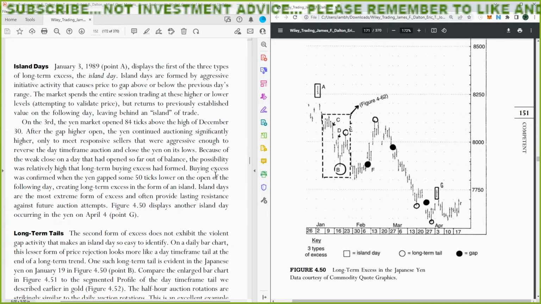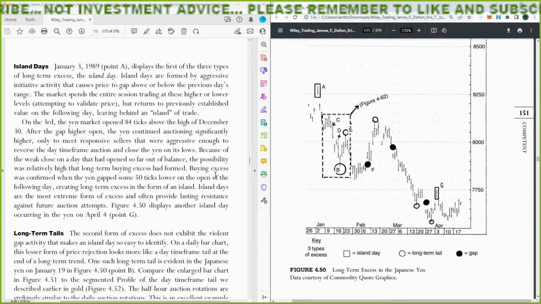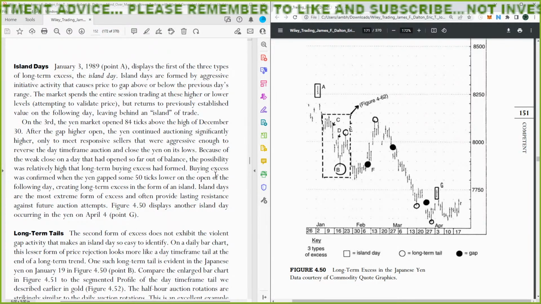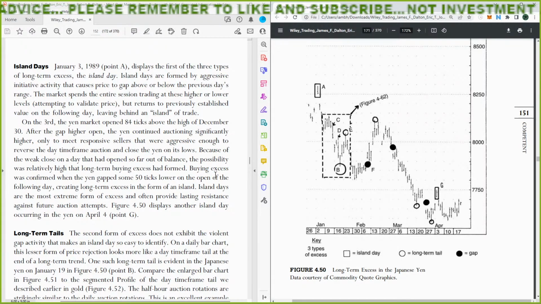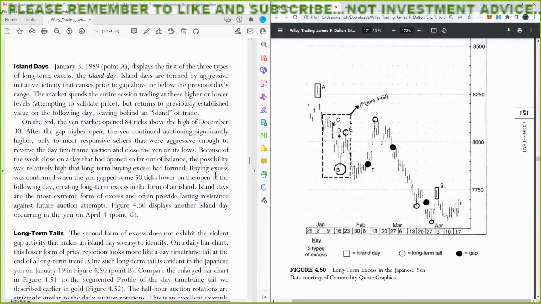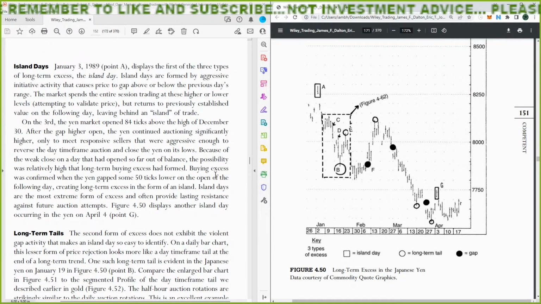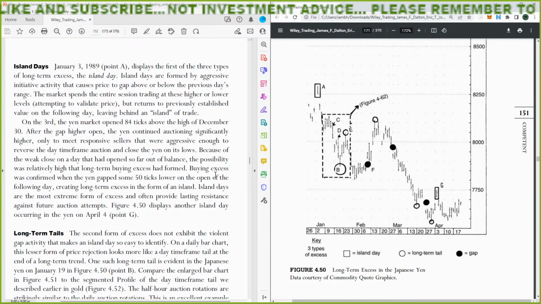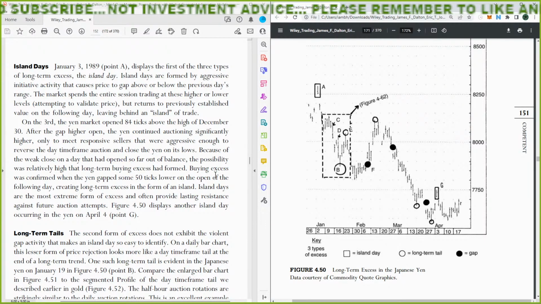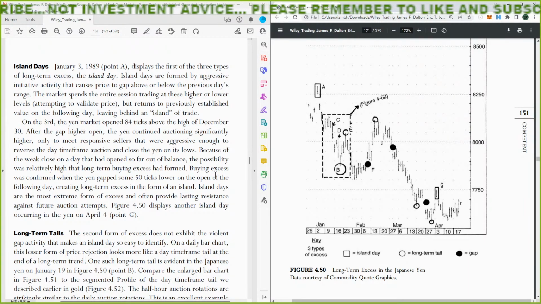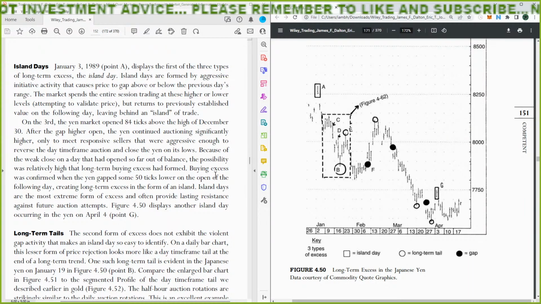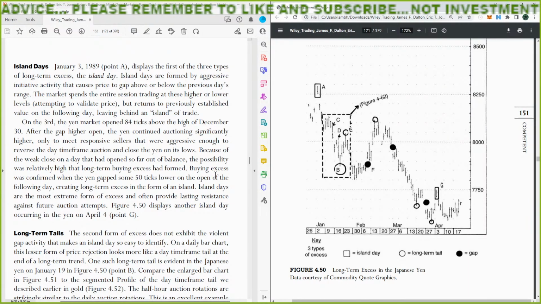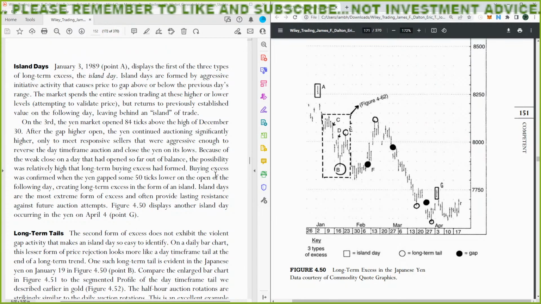Island day. On January 3rd, 1989, point A displays the first of the three types of long-term excess, the island day. Island days are formed by aggressive initiative activity that causes price to gap above or below the previous day's range. The market spends the entire session trading at these higher or lower levels, attempting to validate price, but returns to the previously established value on the following day, leaving behind an island of trade.